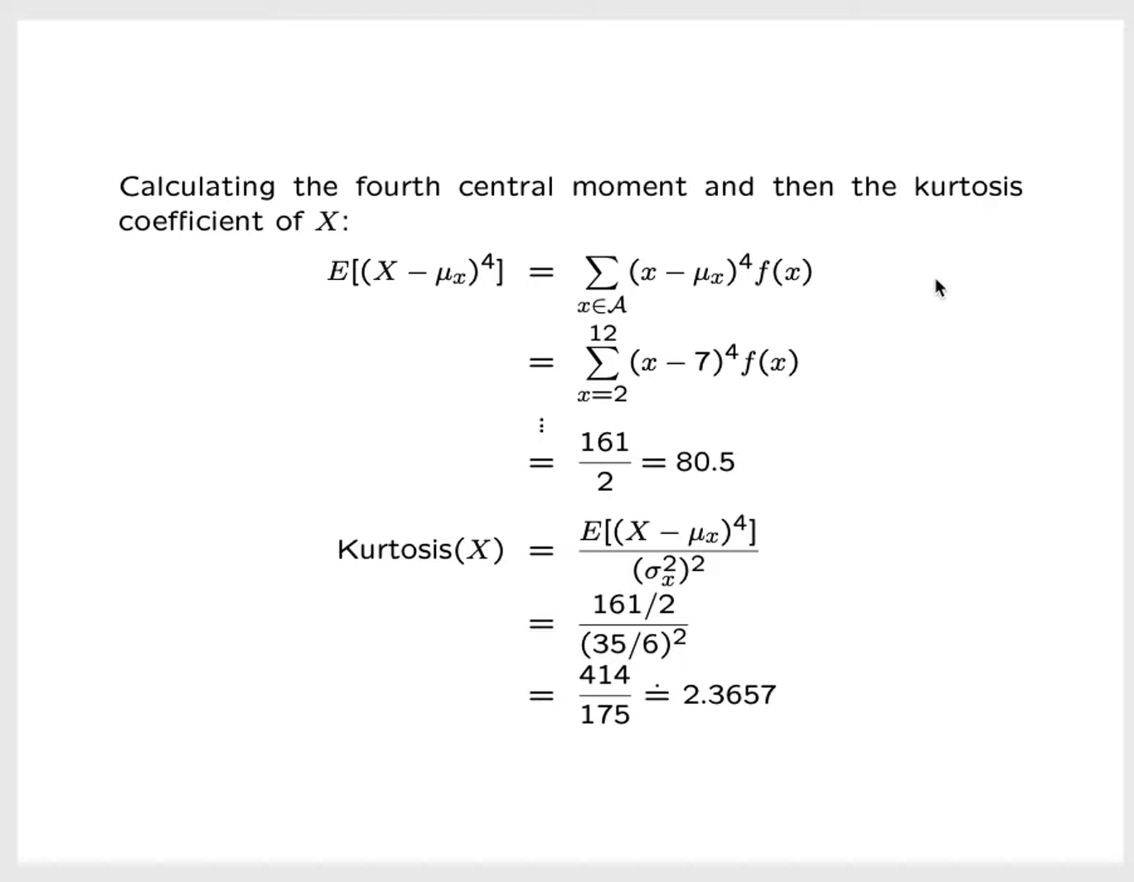And then finally, the fourth central moment, again using the definition formula, and we end up getting 80.5 for the fourth central moment. And so the kurtosis is the fourth central moment divided by the square of the variance, and that turns out to be 414 over 175, or 2.3657, rounded to 4 decimal places.